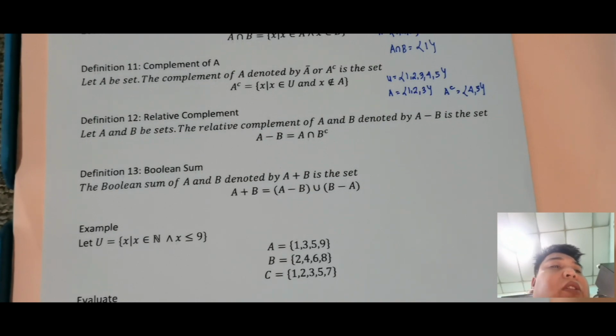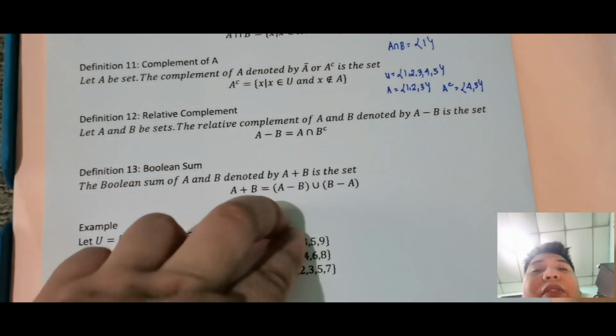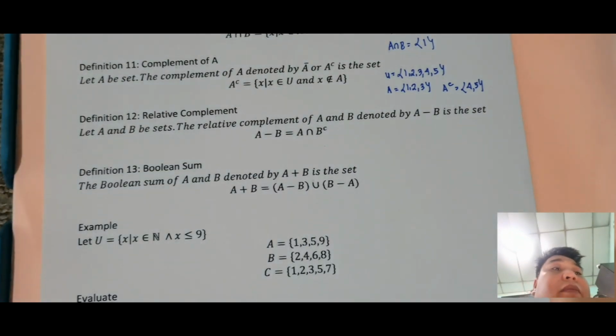Next definition is definition 13, the Boolean sum or BS. Mas kilala sa BS yan. The Boolean sum of A and B, denoted by A plus B, is the set containing A plus B, equal to A minus B union B minus A.